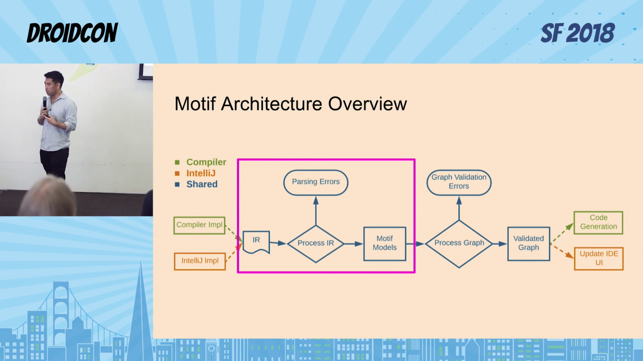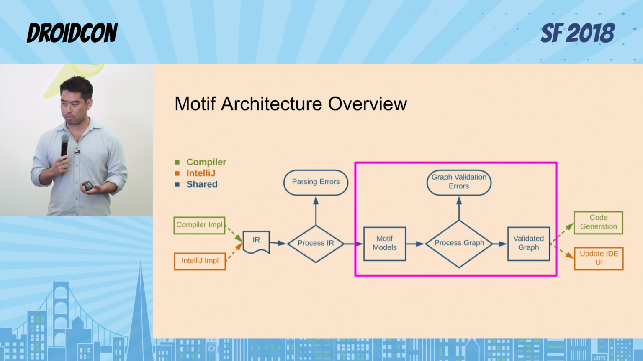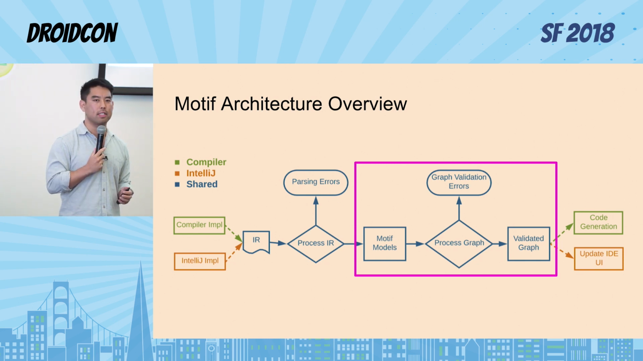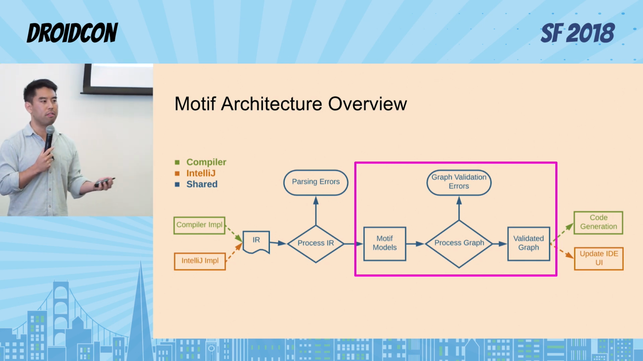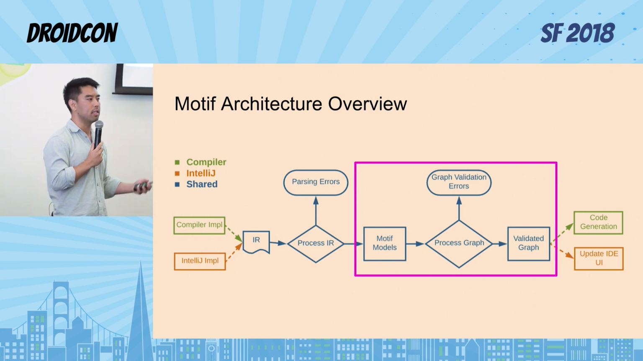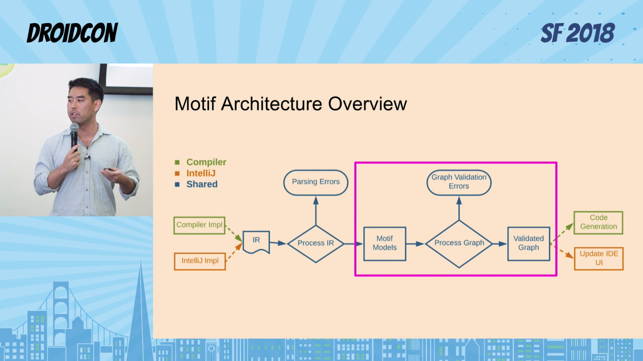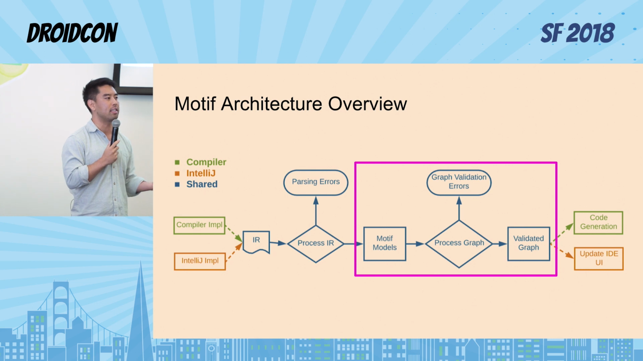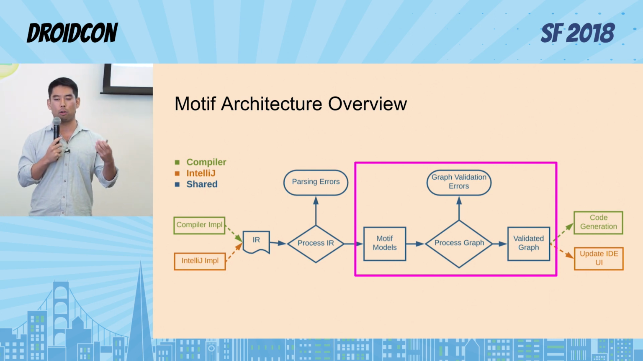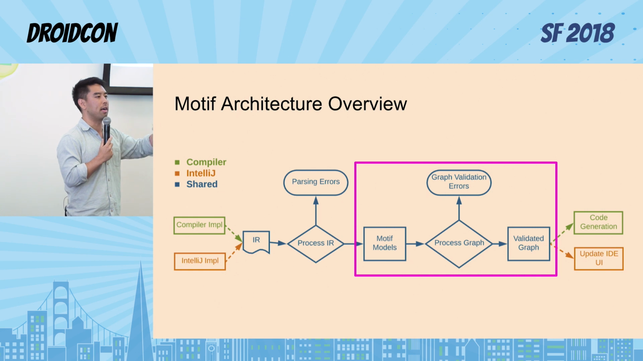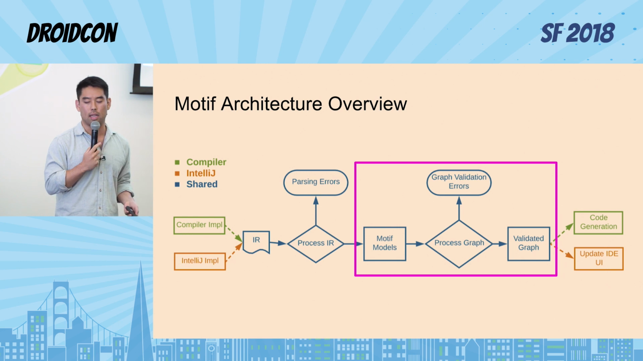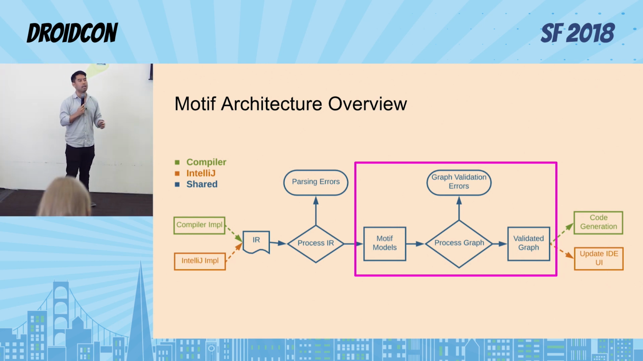So once we've got these Motif models, these Motif primitives, we process them into a validated graph. Because before this process graph step, we didn't know what the dependency graph looks like. So that's what we construct here. We construct an in-memory representation of the dependency and the scope graph. And this is also where we catch things like missing dependencies. So if we've defined a scope that requires dependencies that aren't satisfied by any of its parents or ancestors, then we'll throw a missing dependencies error in this step here. We'll also catch things like dependency cycles or scope cycles, which aren't allowed.